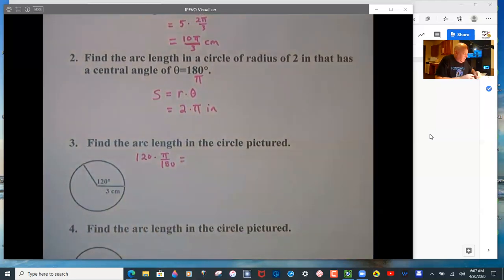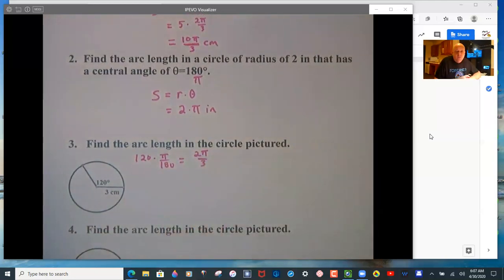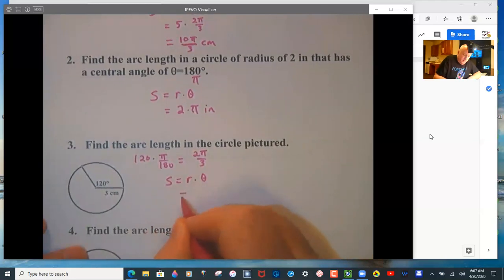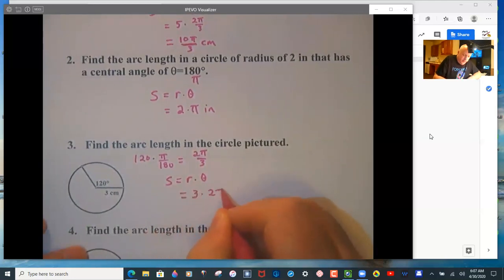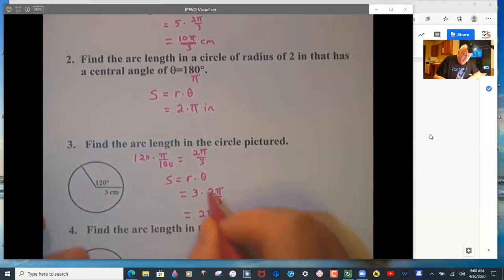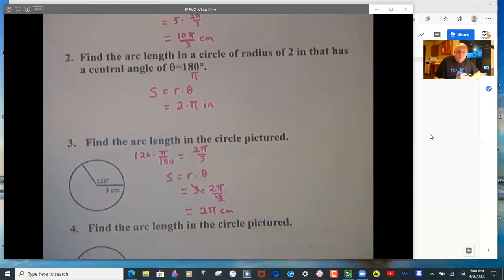So this will be 2 pi over 3 radians. Again, reduce the 120 over 180. Think of the pi like a variable. Leave that alone and then just put it back in the answer. So r times theta, 3 times 2 pi over 3. Well, that's going to be 2 pi again because the 3's drop out, centimeters.